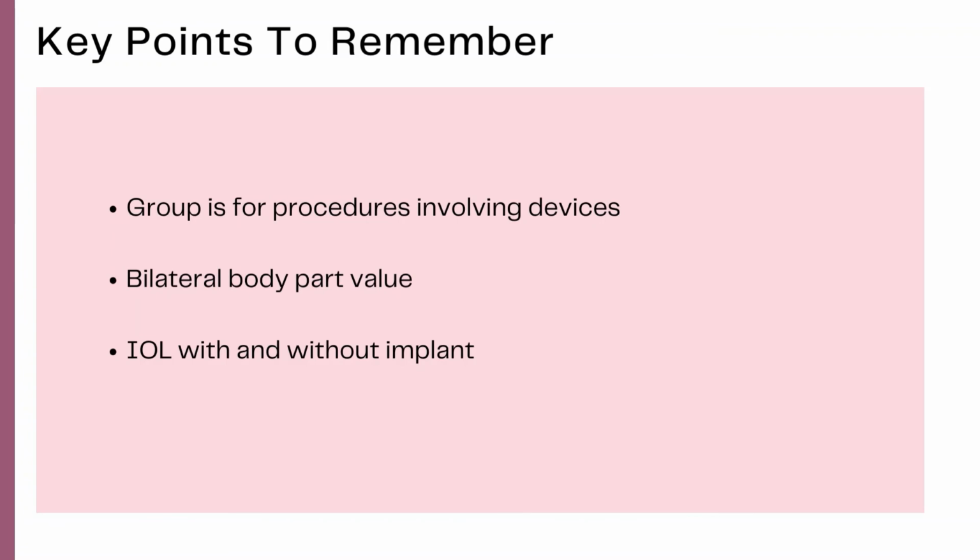Next, another important point you need to remember is cataract removal with placement of an intraocular lens implant should be coded as replacement as the root operation. However, if the lens implant is not placed, then the root operation would be extraction only.